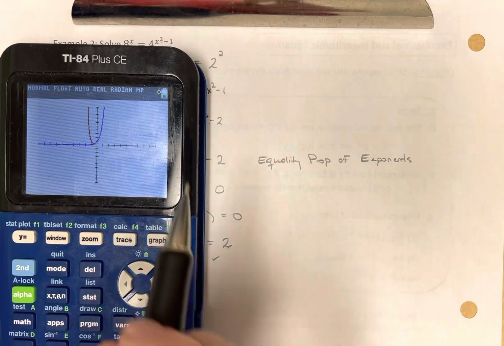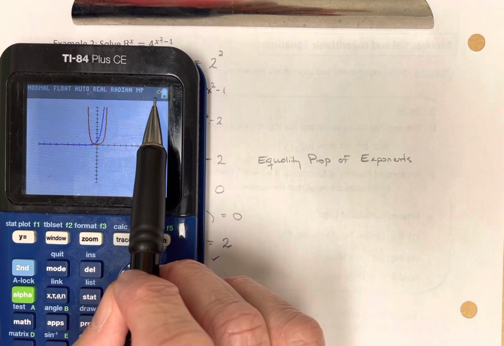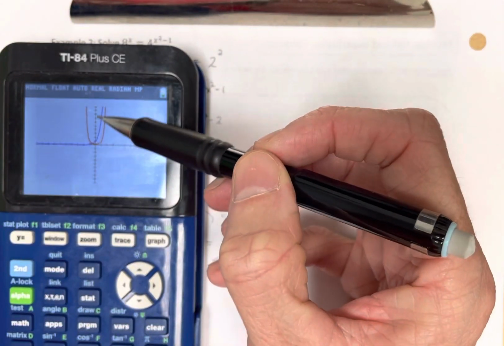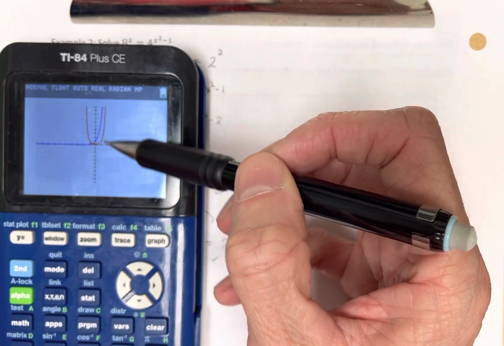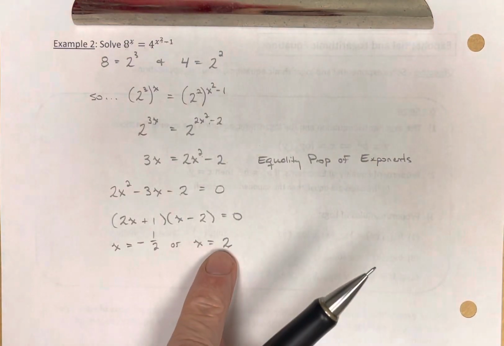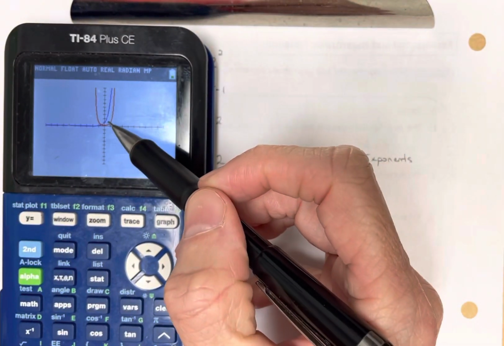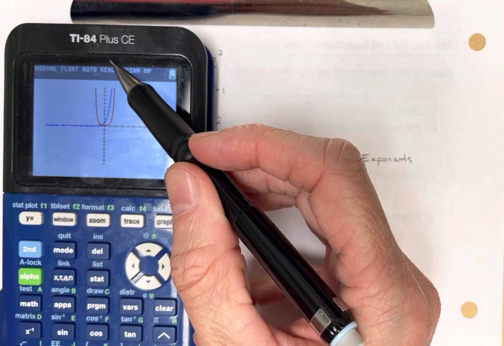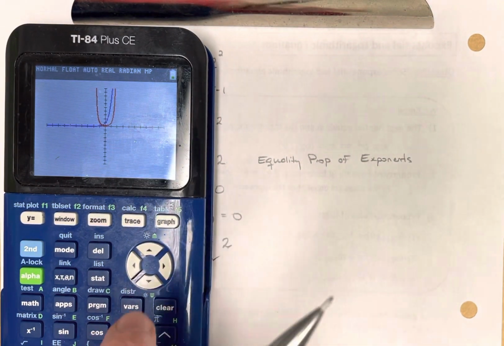Well, where is it? There we go. Well, it turns out that if I were to scroll up here or change my window, the 2, I already checked the 2 mentally, and here's 2 here. It's going to be way up there someplace, at 64, of course. I'm only going to positive 10. But I wanted to check the negative 1/2.